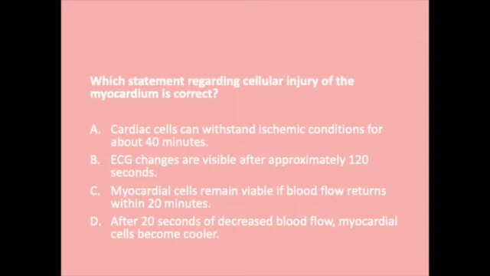Which statement regarding cellular injury of the myocardium is correct? Well, hopefully you know this answer because I keep repeating it so that you will know the answer. It's C. After about 20 minutes of myocardial ischemia, this is when we lead to irreversible hypoxic injury that causes cellular death and necrosis of the tissue. 20 minutes is the magic number.